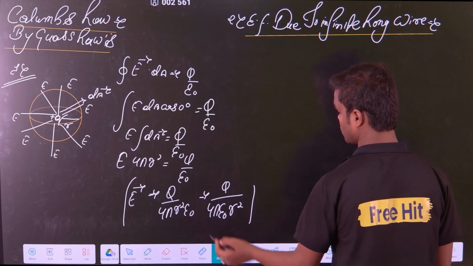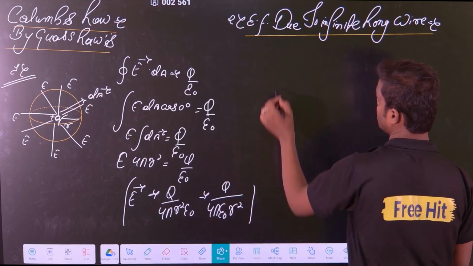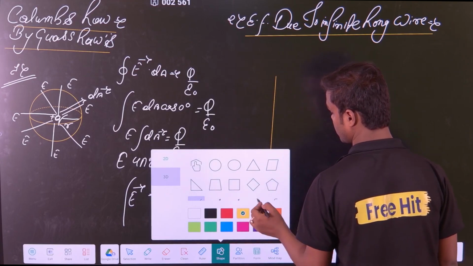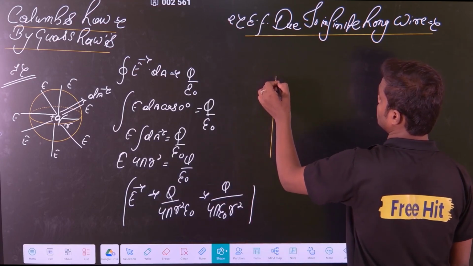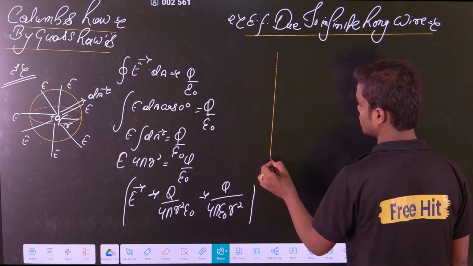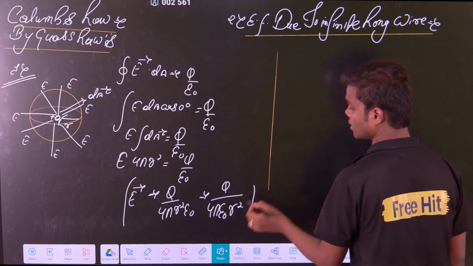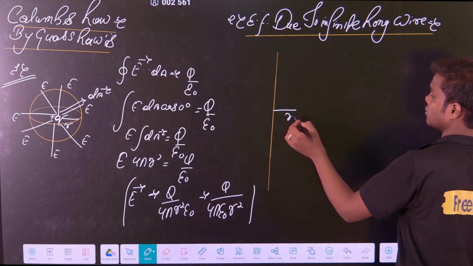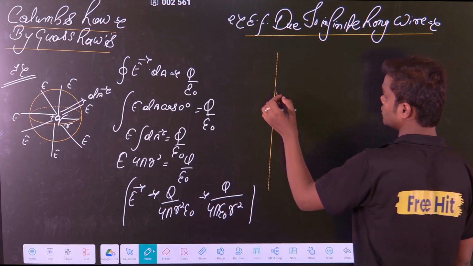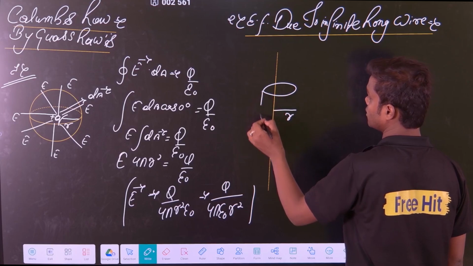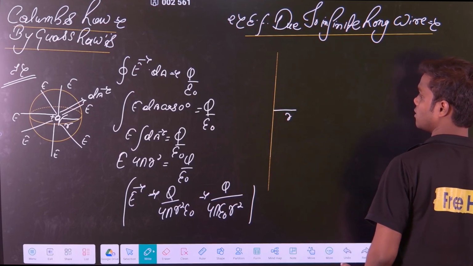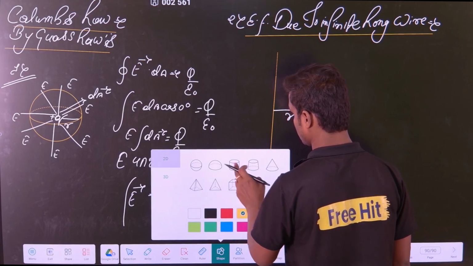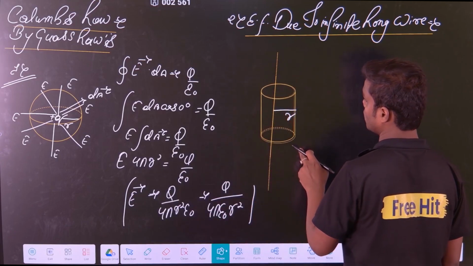Okay, so let's do one thing. Let us prove it by using Gauss law. Suppose this is my infinite long wire, and suppose at a distance r I want to calculate the electric field. So what is my Gaussian surface? My Gaussian surface is going to be a cylinder, correct? Let me see if there is a cylinder or not in 3D. Cylinder is there.